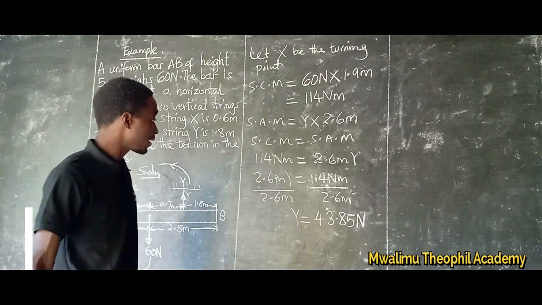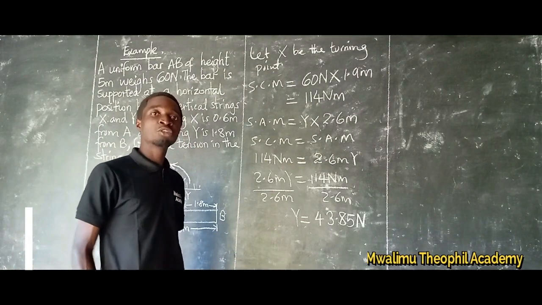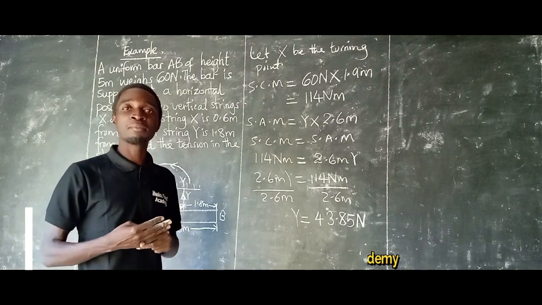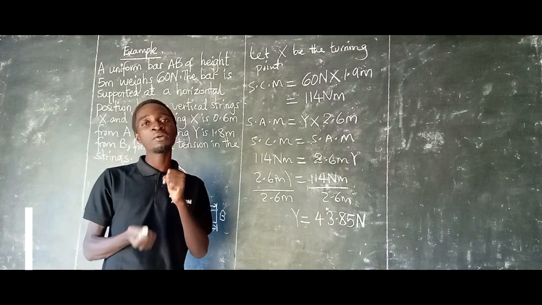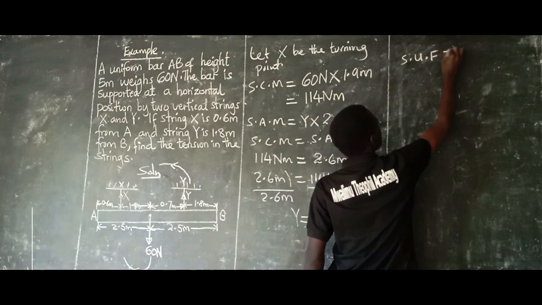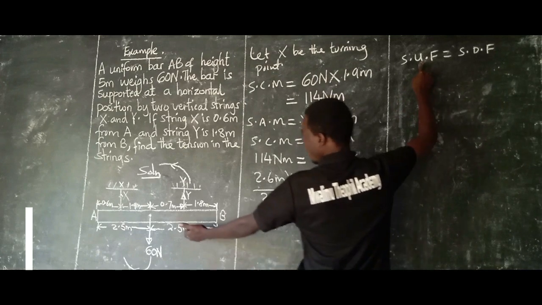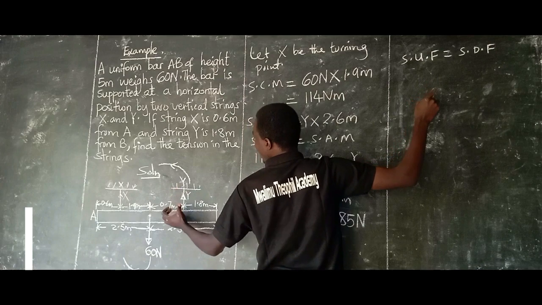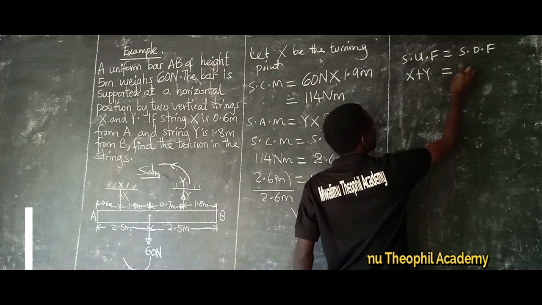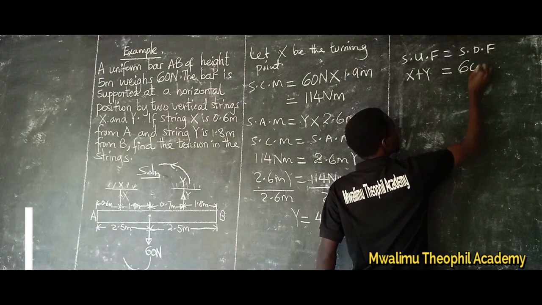Now, after getting the tension in string Y, what is next? The next is to find the tension in string X. To get the tension in string X, we are going to apply the second condition for a body in equilibrium, that the sum of upward forces is equal to the sum of downward forces. The upward forces we have are two forces, X and Y, the only two forces which point upward. So the sum of upward forces is X plus Y, which is equal to the sum of downward forces. The only downward force is 60 Newton.